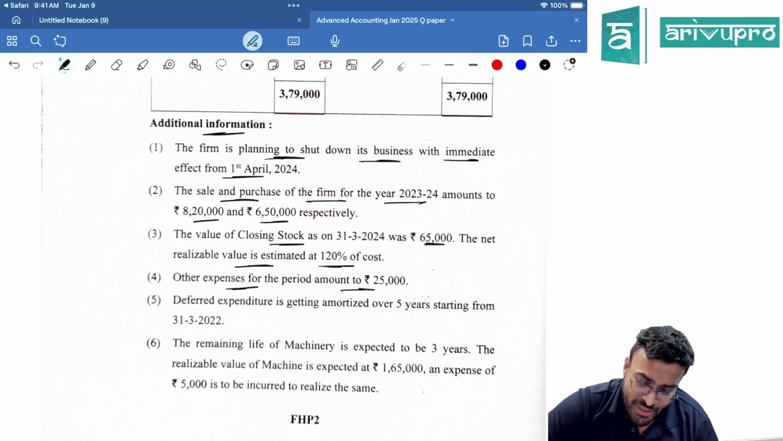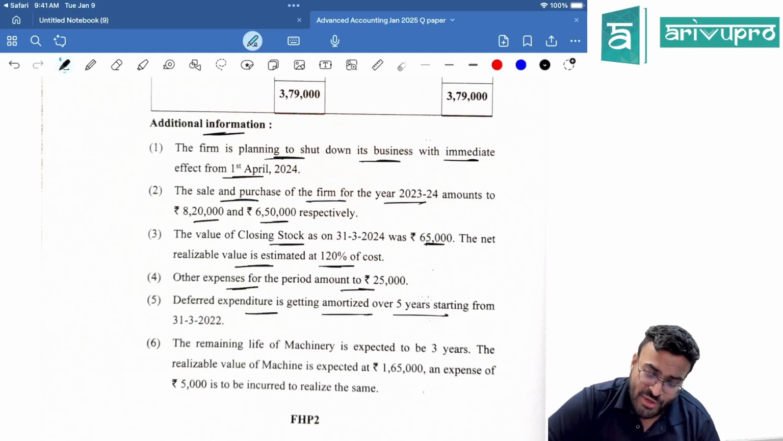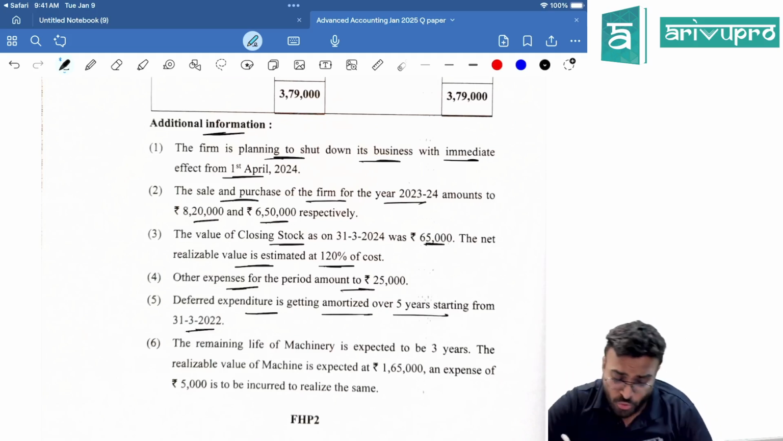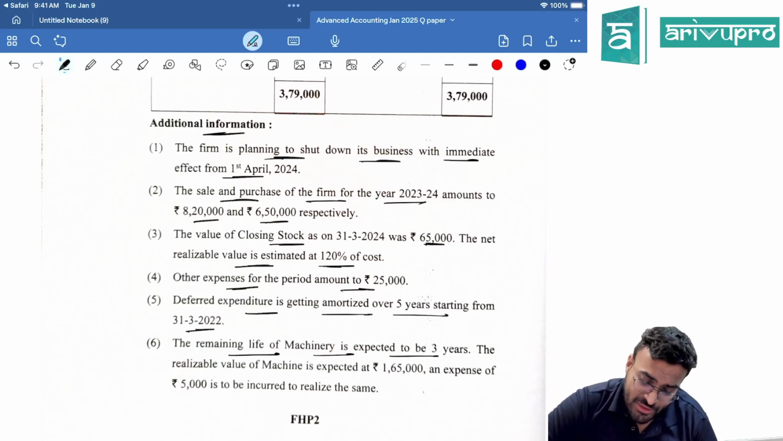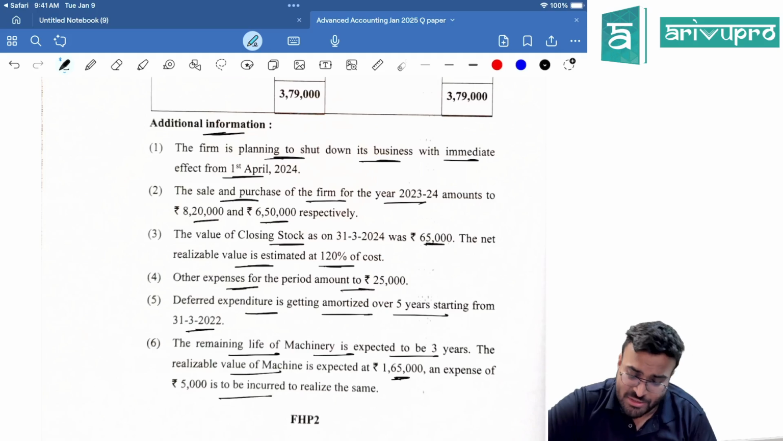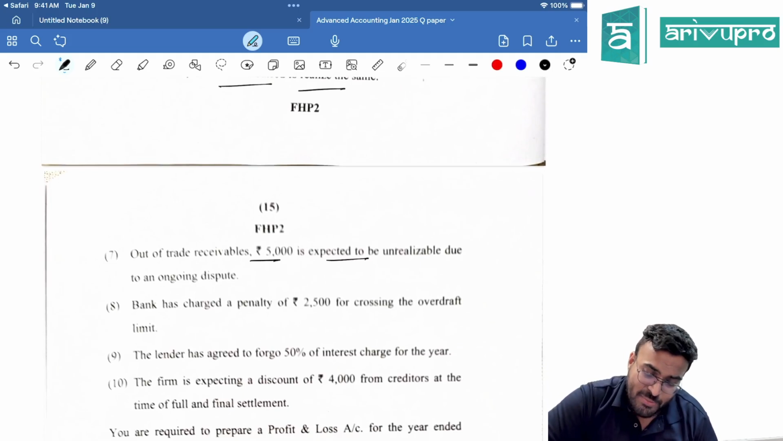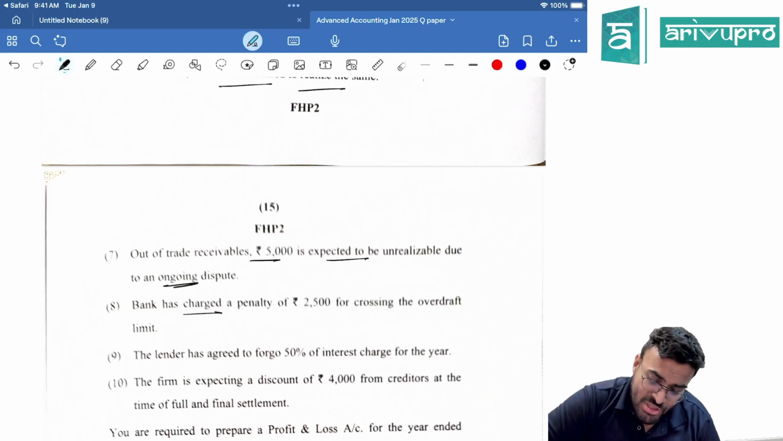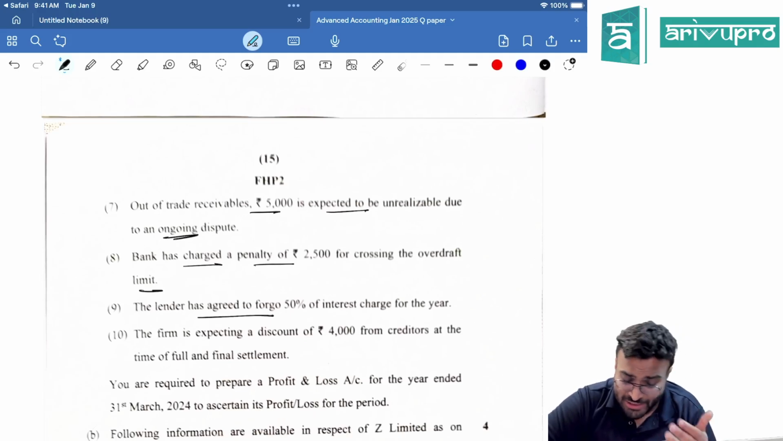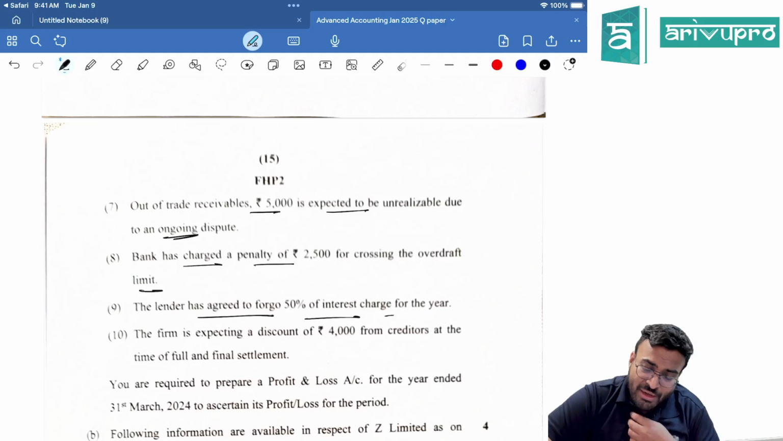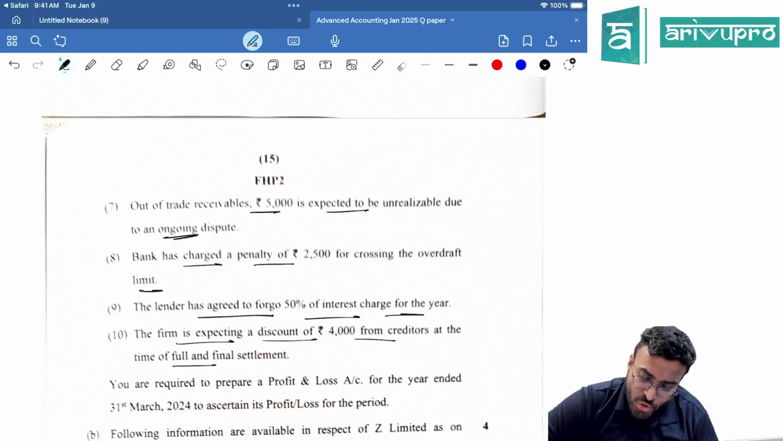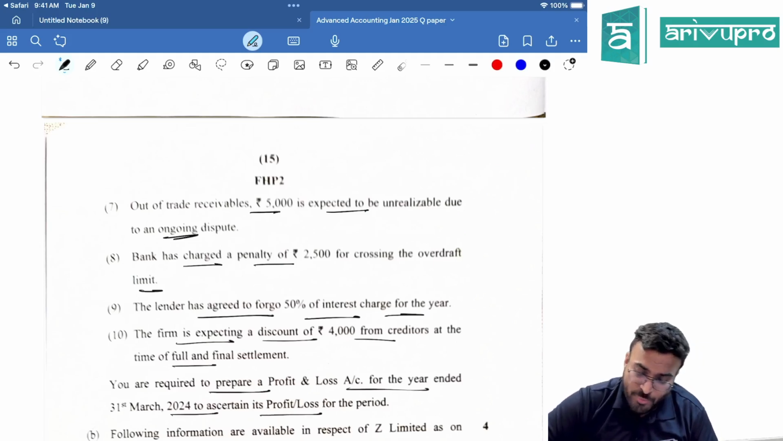Other expenses for the period, deferred expenditure for getting amortized 5 years starting from 31st of March 2022. Remaining life of machinery is expected to be 3 years. Realizable value is given. Expense is also given to be incurred to realize the same. One of the trade receivable 5,000 is expected to be unrealizable due to an ongoing dispute. Okay. Bank has charged penalty of 2,500 crossing the overdraft limit. Lender has agreed to forego 50% of the interest charge for the year. The firm is expecting a discount of 4,000 from creditors. You are required to prepare P&L account for the year ended to ascertain profit or loss.